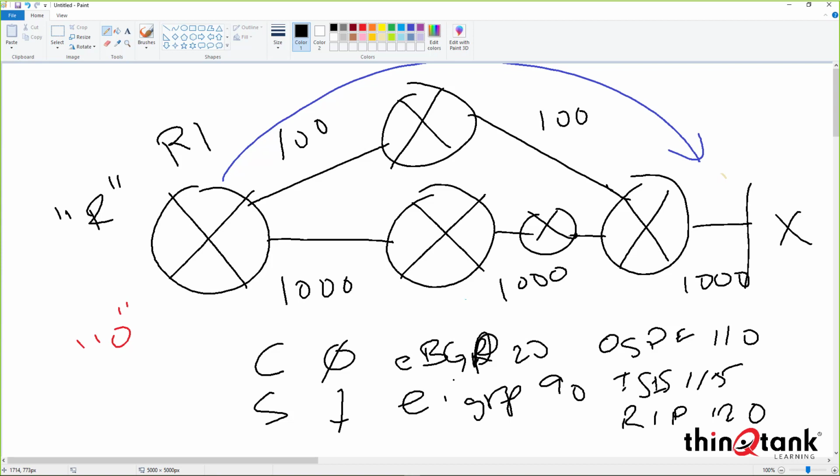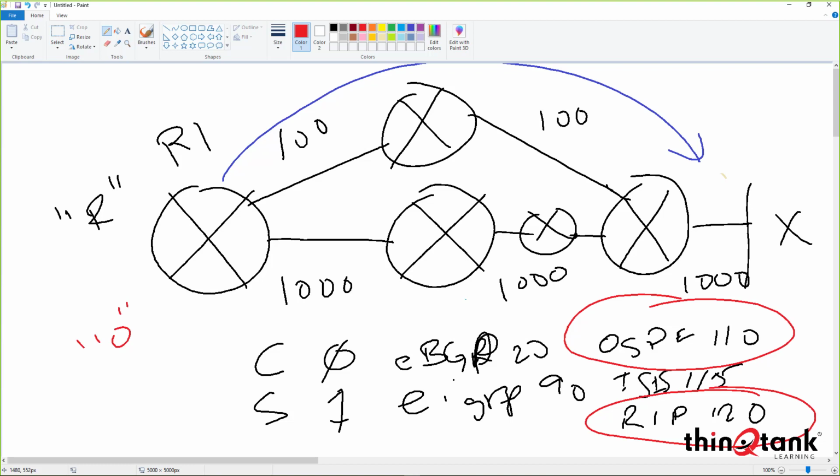What do you think is better? Higher or lower? Lower. Connected routes are the most trusted routes because they're physically attached to the router. Static routes are trusted because you're the administrator. You're telling the router how to route. The router better listen to you because you know what's best, maybe. So in the case of RIP versus OSPF, RIP has an administrative distance of 120. OSPF has an administrative distance of 110. The OSPF route would be used, and the RIP route would be ignored.